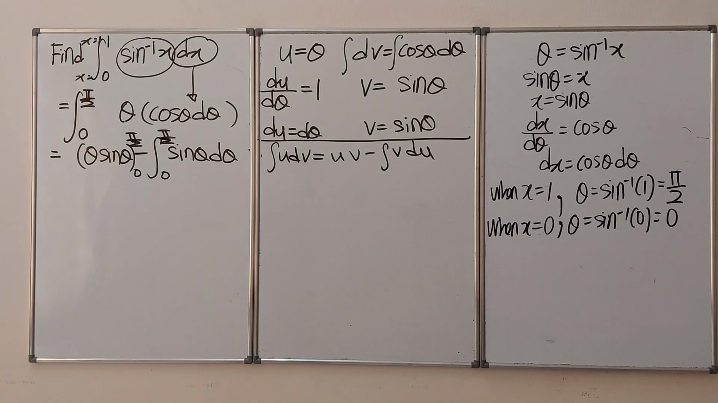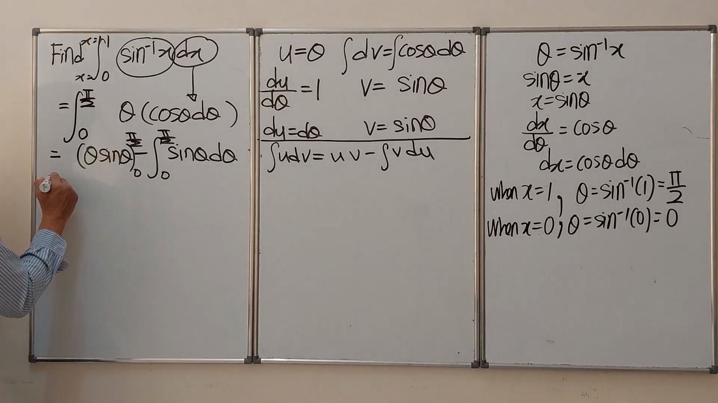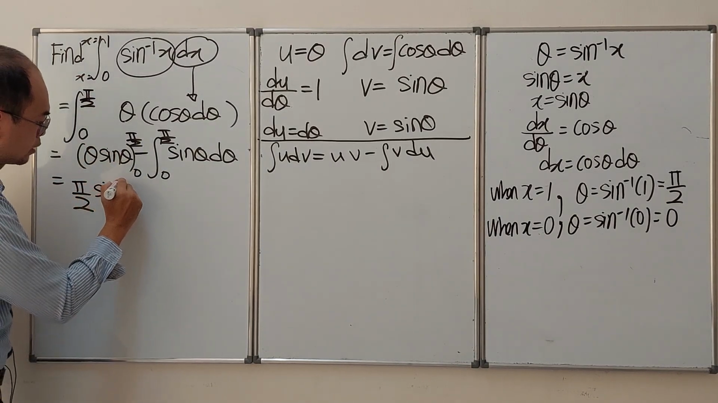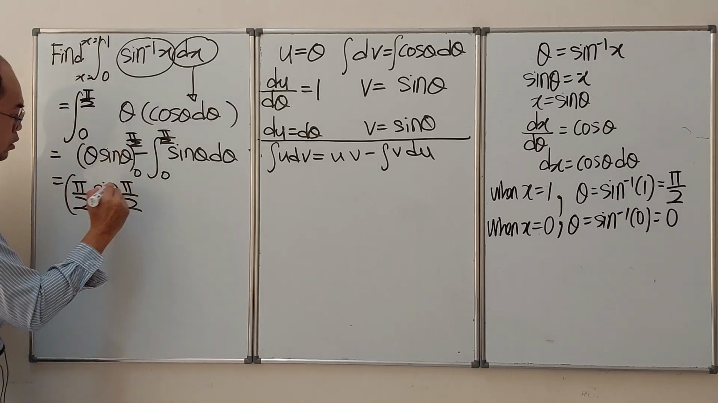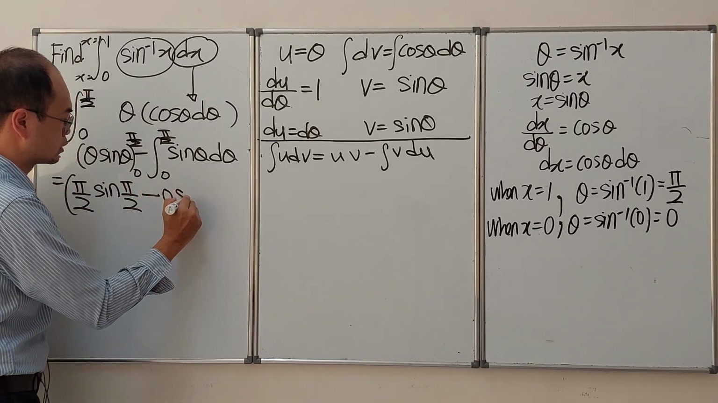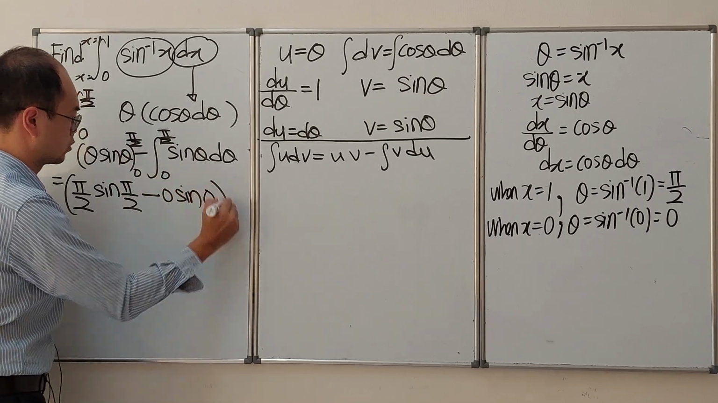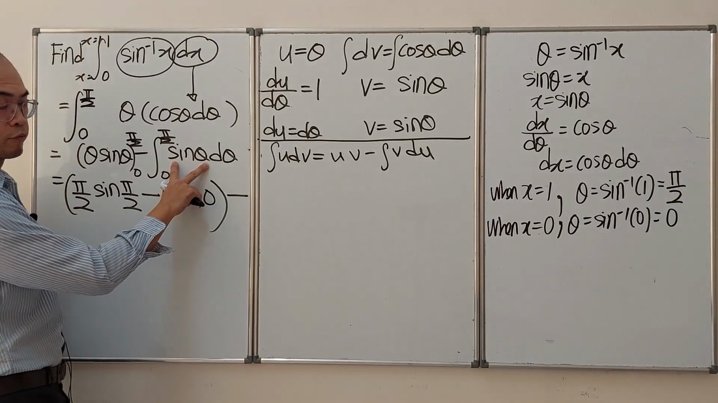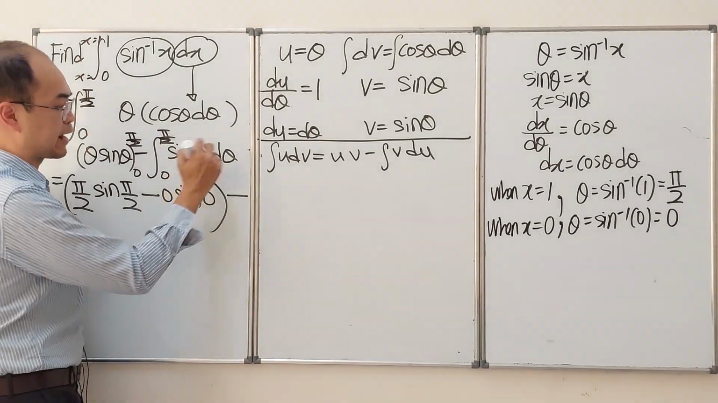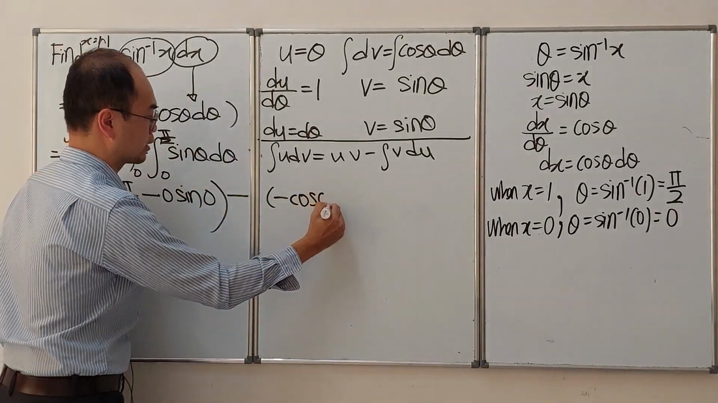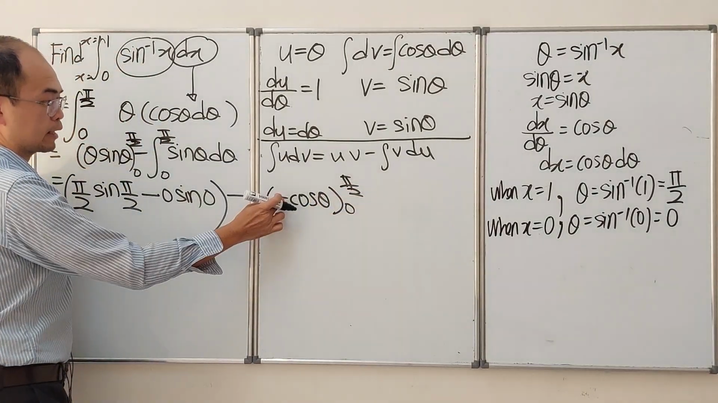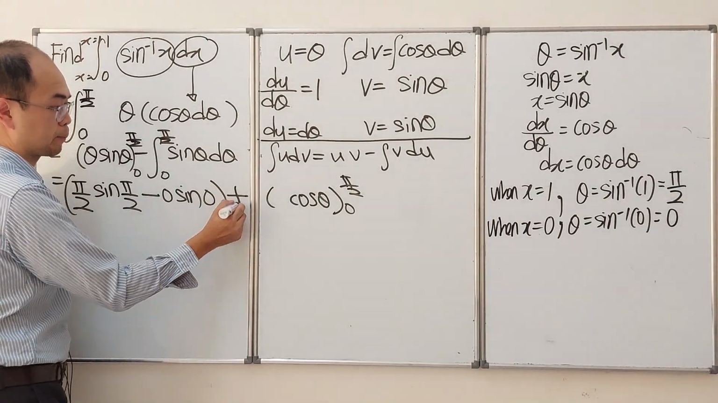Now you can pause the video and try to evaluate this. So then you can substitute pi over 2 into theta sine theta, minus 0 times sine 0, for this bracket here. Whereas for this, we integrate sine theta, and you are getting negative cos theta from 0 to pi over 2. You can factorize out the negative, so you are getting plus here.